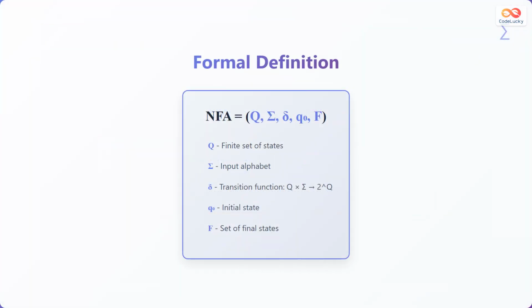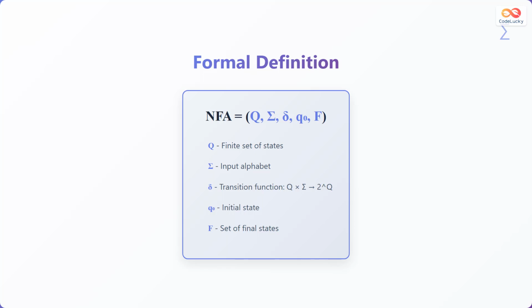To define an NFA formally, we use a 5-tuple notation. An NFA is represented as (Q, Σ, δ, Q₀, F) enclosed in parentheses. Q represents a finite set of states. Sigma represents the input alphabet, which is a finite set of input symbols.